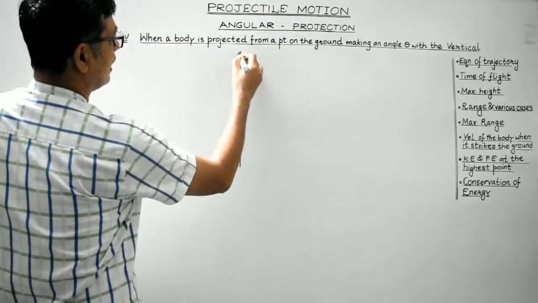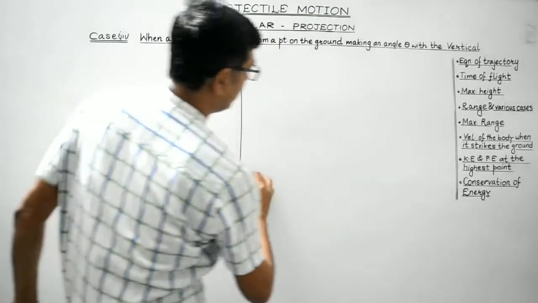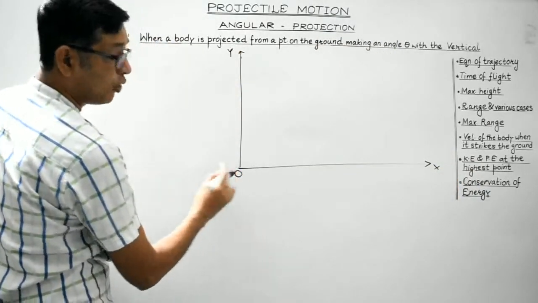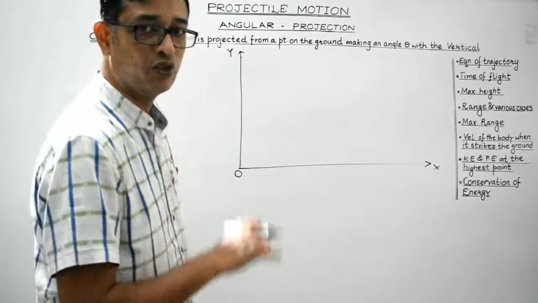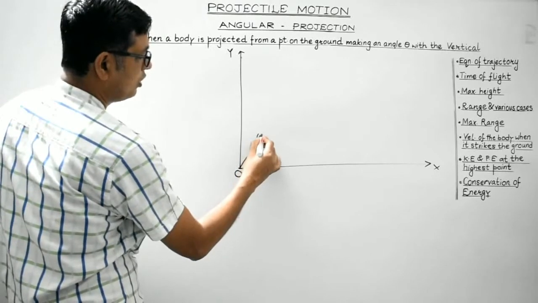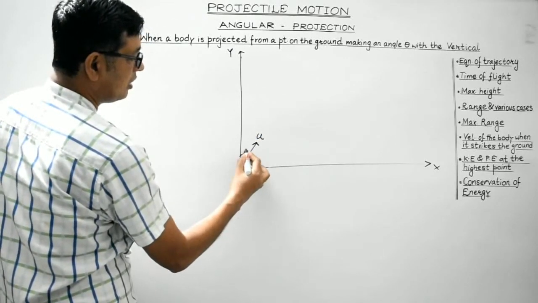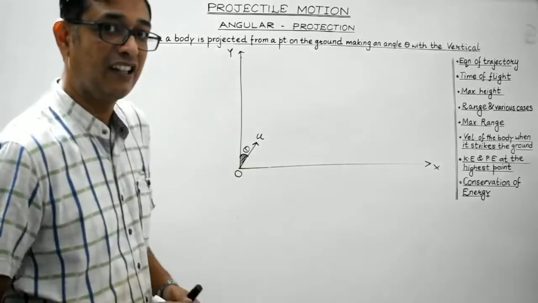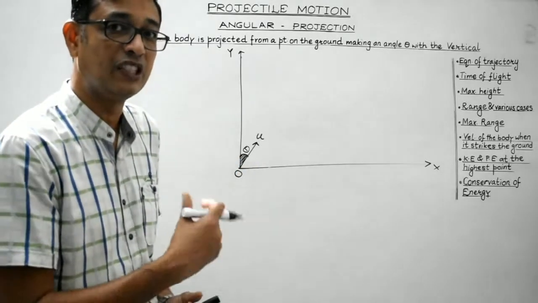Suppose this is the vertical axis, this is y, and let us consider this to be the horizontal axis, x. This is any point O on the ground, right? A body is projected, say, with velocity u, making an angle theta with the vertical. I repeat, theta in this case is the angle which the velocity vector makes with the vertical.